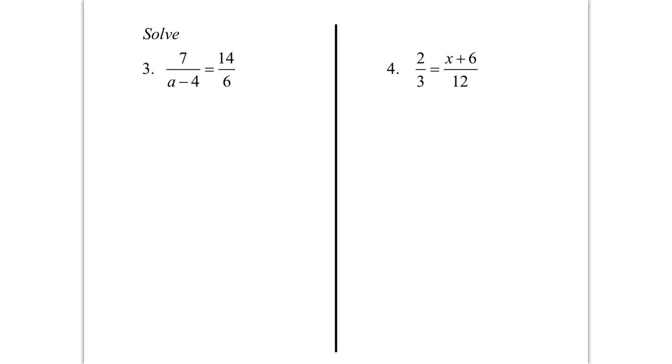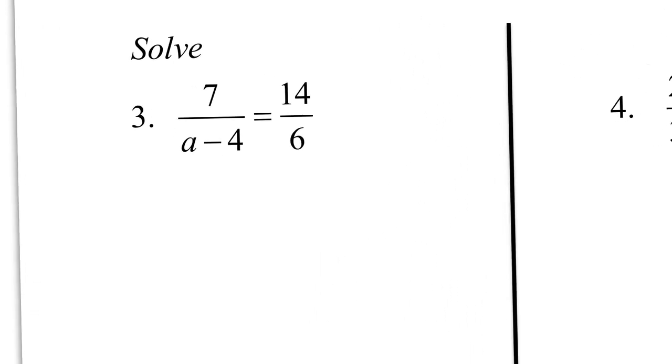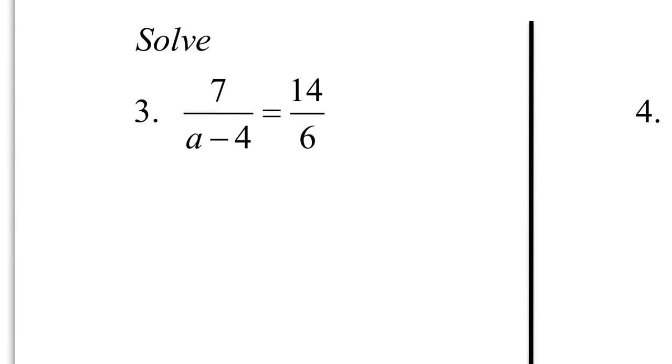Now this one here is involving a little bit more on the fraction. You notice that it's a little bit different than the previous examples here. So let me go right here. You guys have 7 over a minus 4 equals 4 over 6.